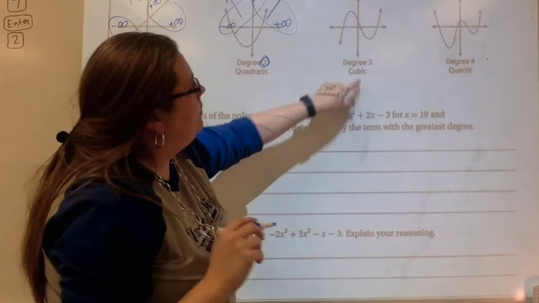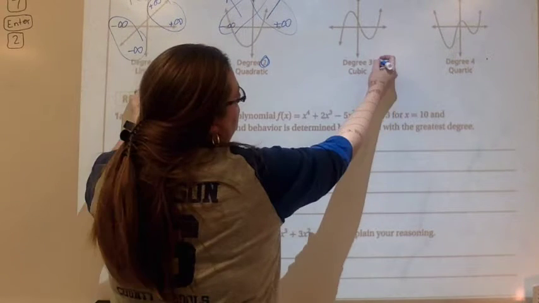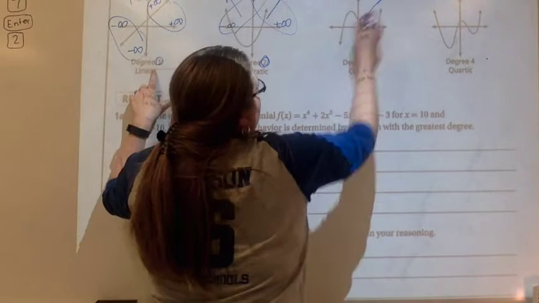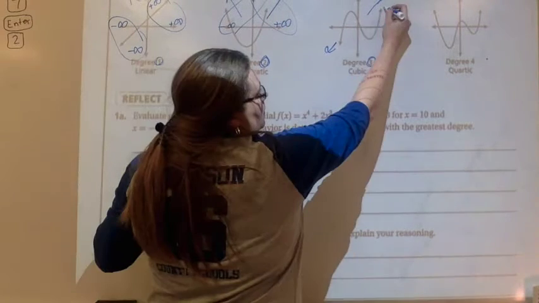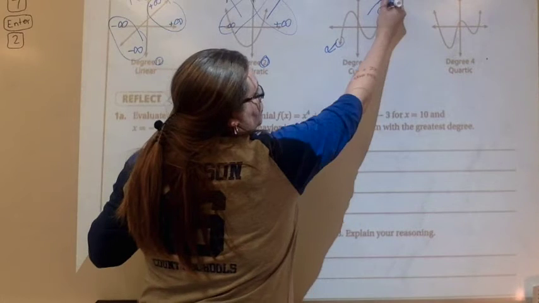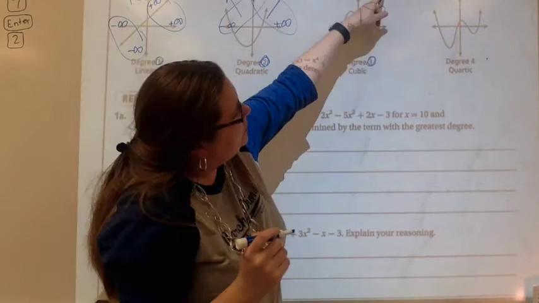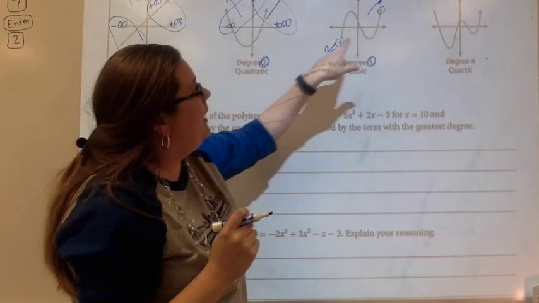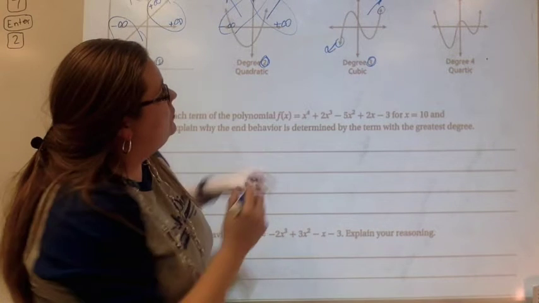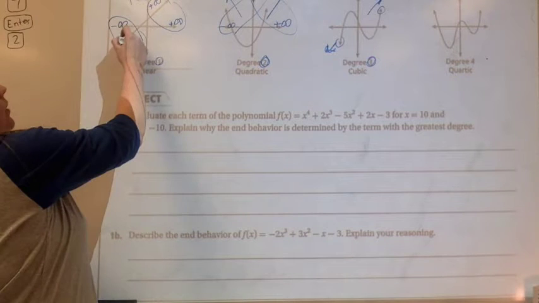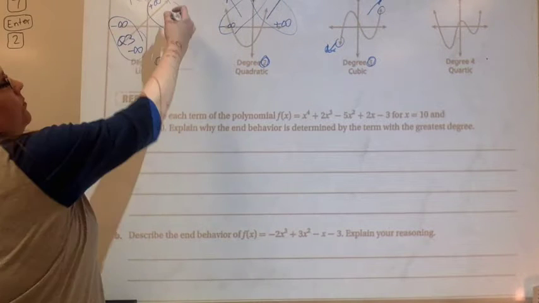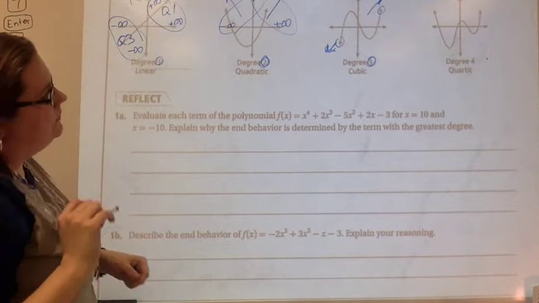Here on the degree 3, which is cubic, notice this is also an odd degree. So the relationship is the same here. This arrow right here is telling you which way it's going to keep going. As x goes to positive infinity, so will y. As x goes to negative infinity, so will y. Negative infinity and negative infinity, this of course is quadrant 3. Positive and positive, of course, is quadrant 1.